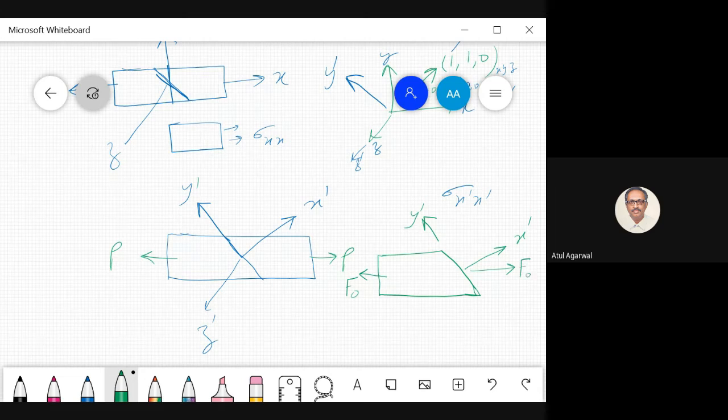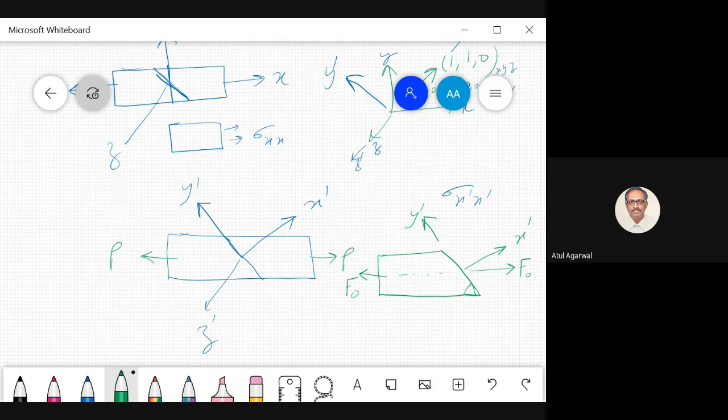To equilibrate the body, the two forces have to be equal, opposite and collinear. So there is a uniform force here on this face. So you expect a uniform force distribution here. The net resultant force is F naught, acting at the centroid of this face. So they are both collinear, equal and opposite.